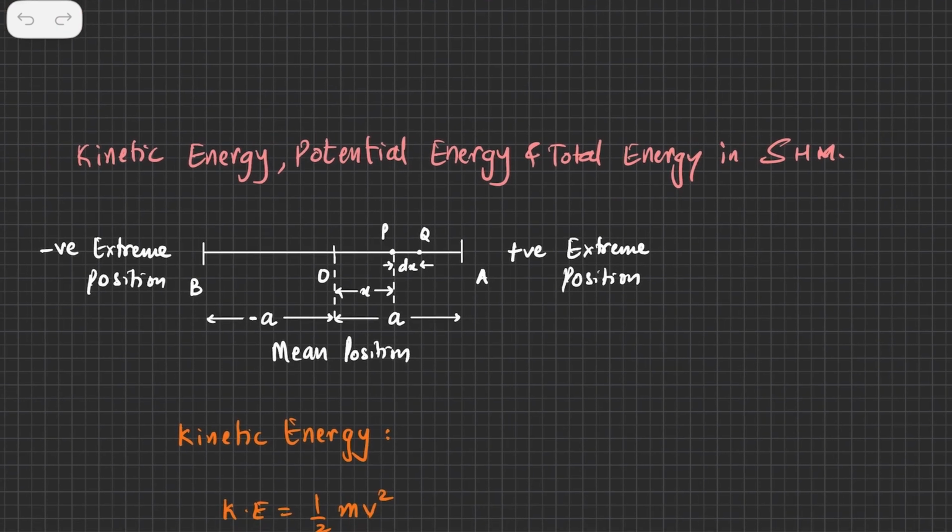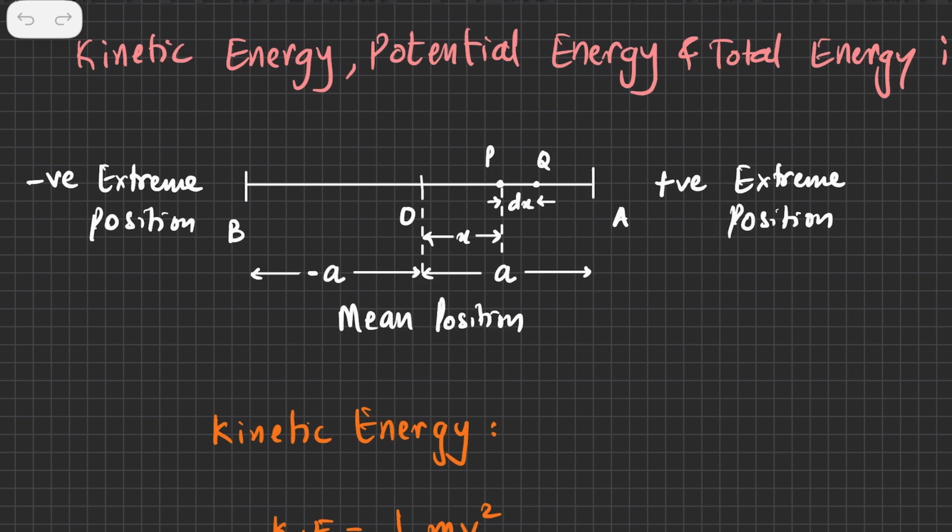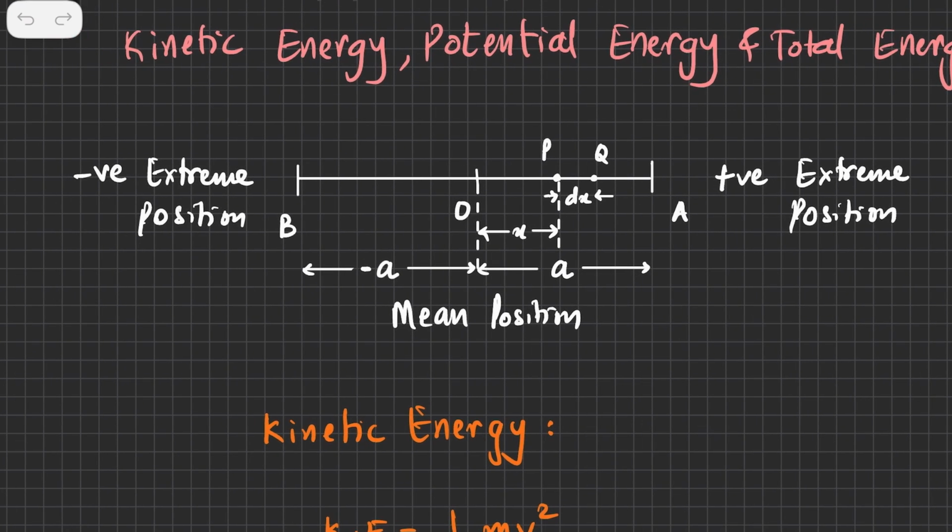So let's begin with kinetic energy, potential energy and total energy. Now in order to derive equations of kinetic, potential and total energy, we are going to assume that there is a body which is going to oscillate between these two extreme positions.